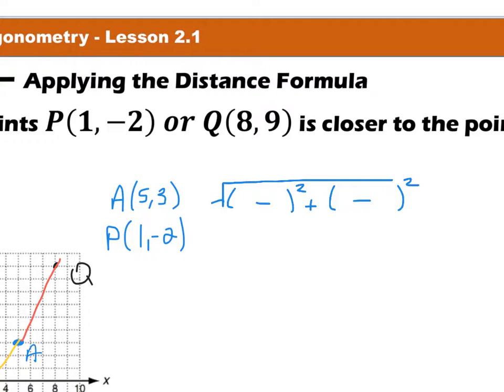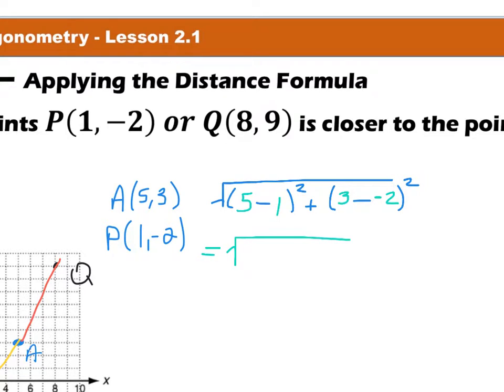I need my x's. What are my 2 x's? 5 and 1. Does it matter where I put the 5, where I put the 1? Nope, just make sure they're in the same parentheses. So I'm going to write 5 and 1. Now, what are my y values? 3 and negative 2. So I'm going to put my 3 here, my negative 2 here, and now we just simplify.